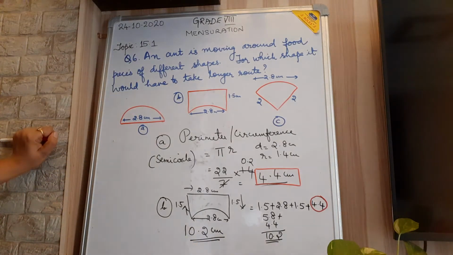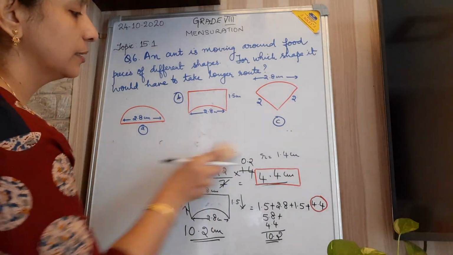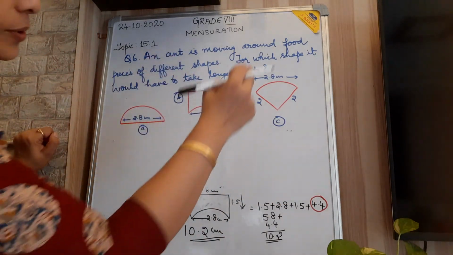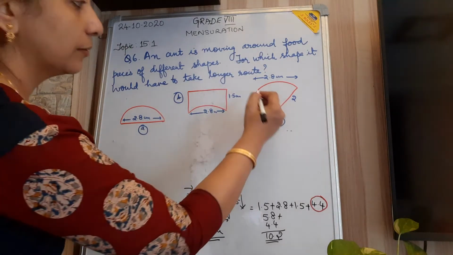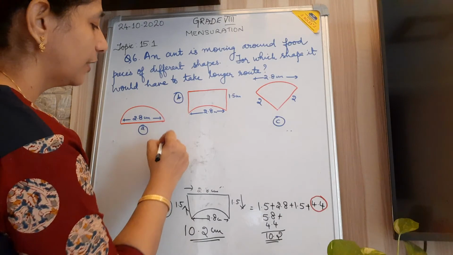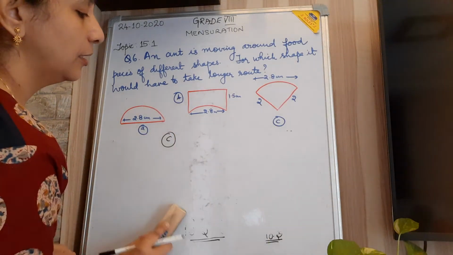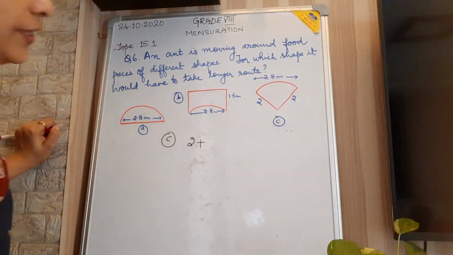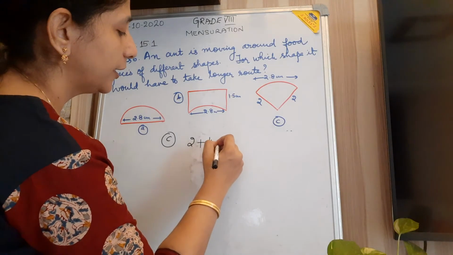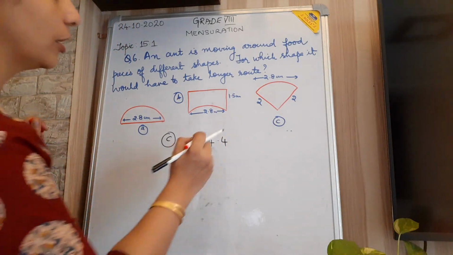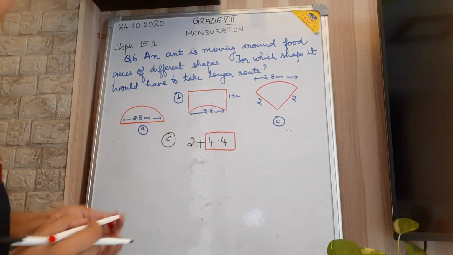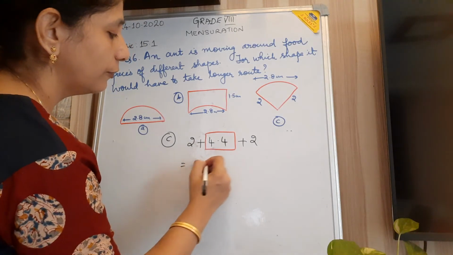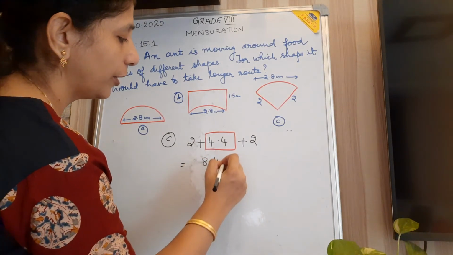Okay. Now we will go for the third part. The shape is given as a semicircle and two triangles. See that slanting one. So for C, we will start from here. It is 2 plus the semicircle. Around the semicircle we got 4.4, because from the first one we got this as 4.4. So no need of calculating again and again. Then it comes to this part, that is 2. So 2 plus 2 is 4. 4 plus 4.4 is 8.4 centimeter.